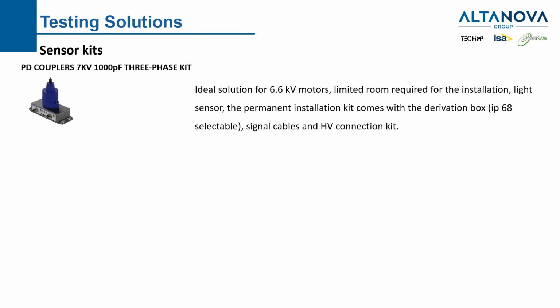Especially for motors, normally we call them motor coupling kits because they are very low voltage, normally characterized by electrical motors: 7 kV rated capacitive couplers, very small sensors. We normally sell them in a 3-phase kit. They come with everything necessary for the installation, so the high voltage connection to the bus bar and the coaxial cable connection for the permanent installation, and a derivation box in the end.